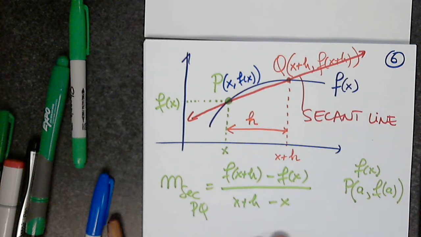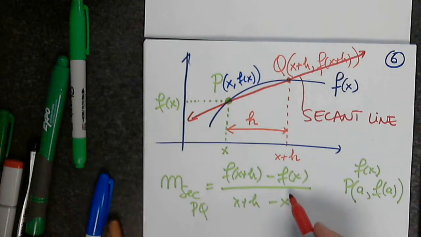That's the slope of the secant line as well. But it's also the average rate of change of this function between the point P and point Q. Is that clear? Average rate of change of the function between P and Q, and it's also the slope of the secant line between P and Q.